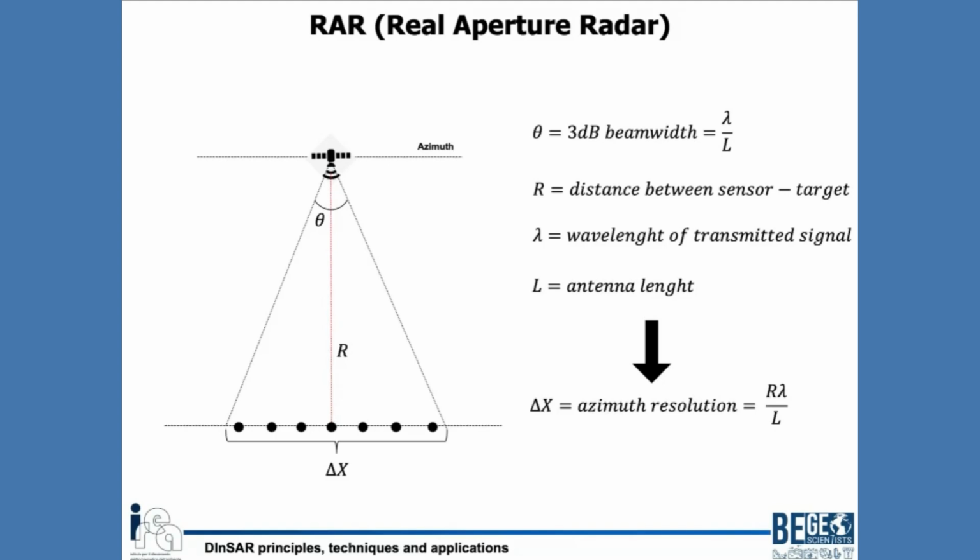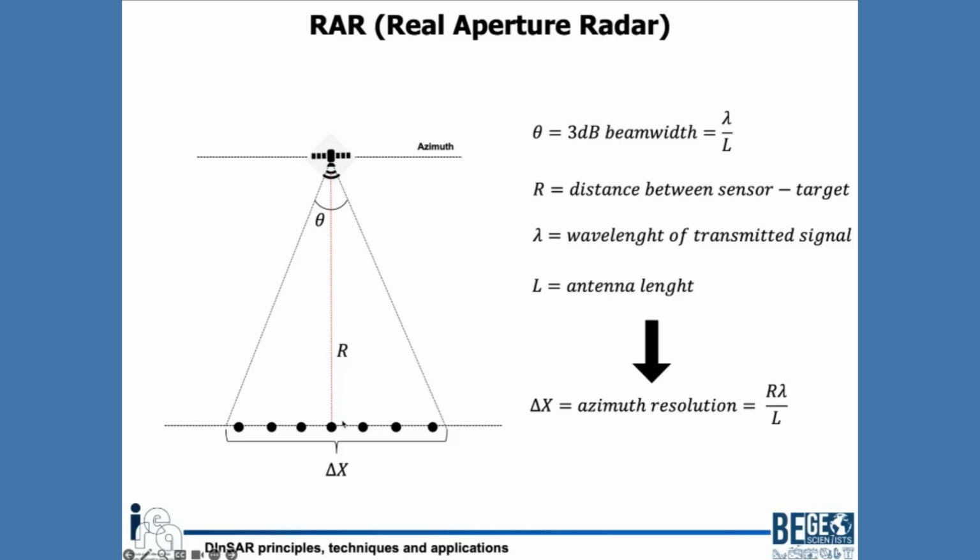We talk about synthetic aperture radar. It is important to understand the difference between a synthetic aperture radar and a real aperture radar. About the real aperture radar, we have, for example, here a satellite with a radar antenna that wants to acquire an image of a target on the ground.